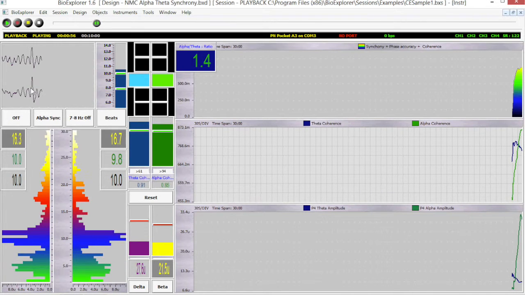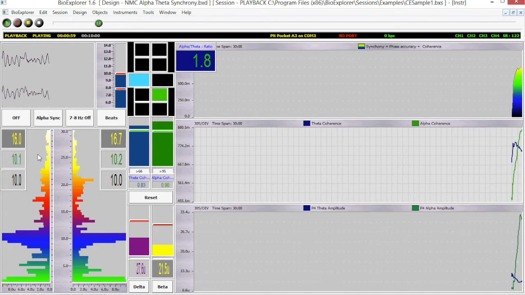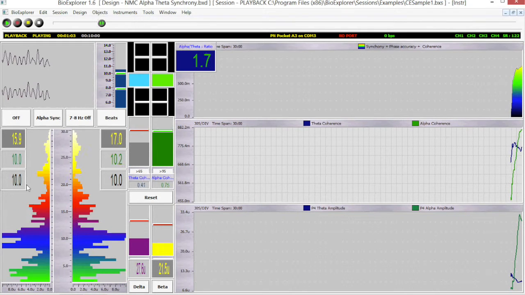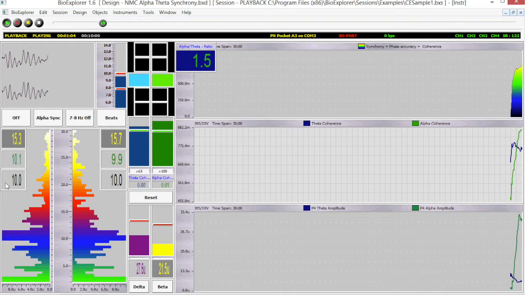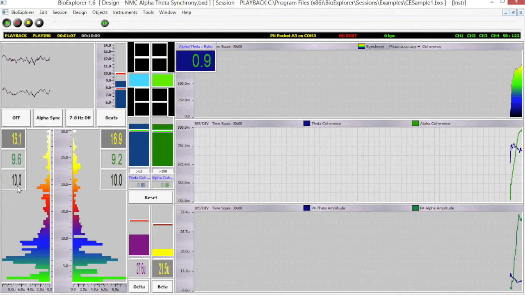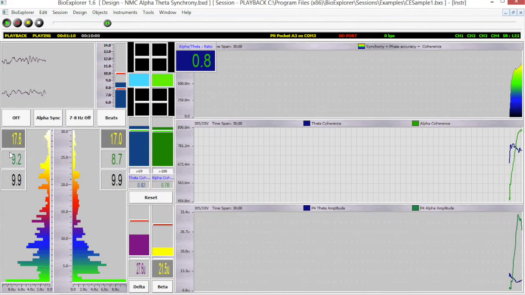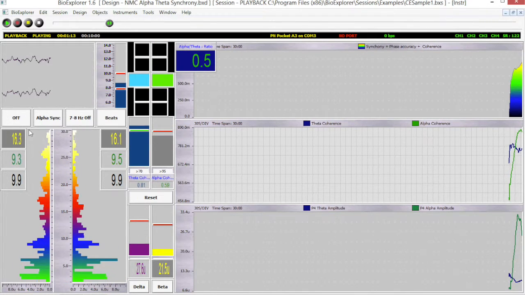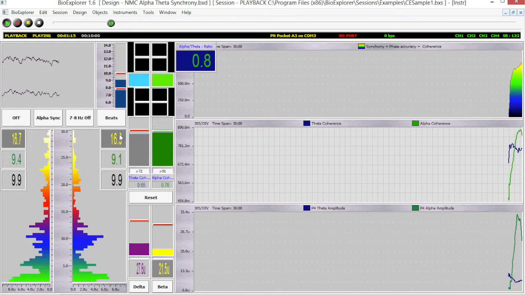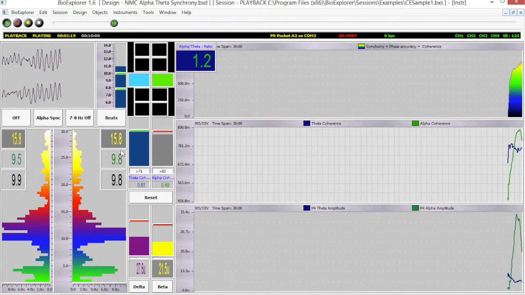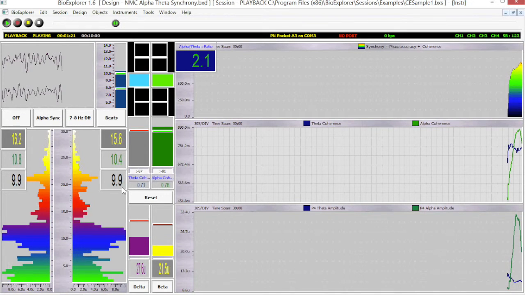P3 is above, P4 is below. In the spectrograph, P3 is left, P4 is right. And we have 3 windows within each of these. This is dominant alpha, averaged over the first minute and locked in as a baseline. This is current dominant alpha, current dominant beta for P3. For P4, the other side, current dominant beta, current dominant alpha, and dominant alpha baseline.